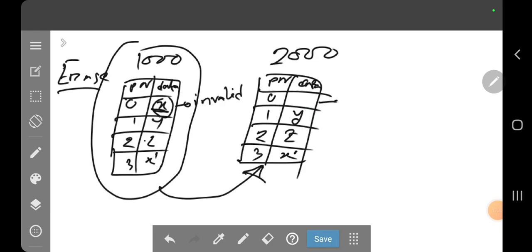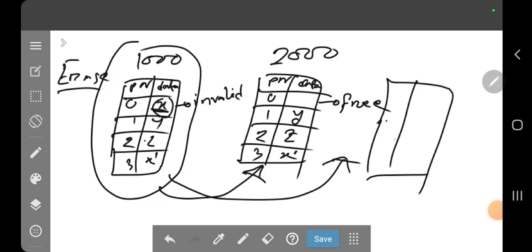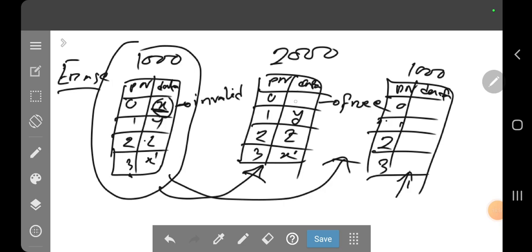Now this is free, and it will delete the whole block. So this block will now be like this, page number, data, 0 1 2 and 3, and it is free. Then again it will copy this block into the second block, the invalid one is not carried, and the whole block is deleted, I mean all the data of this block is removed. Now this block at 1000 is free, so we can write data here, even in this free page as well. So this is how the erase operation works.